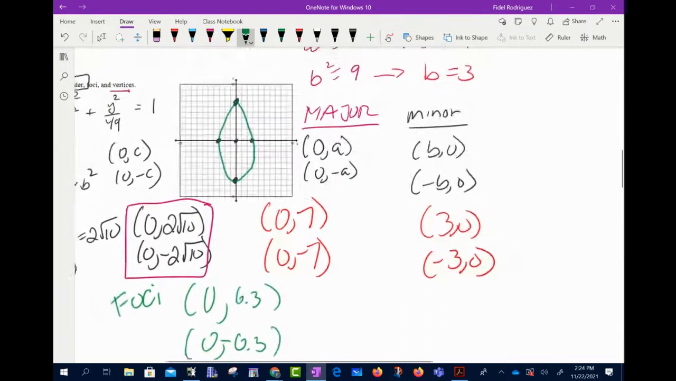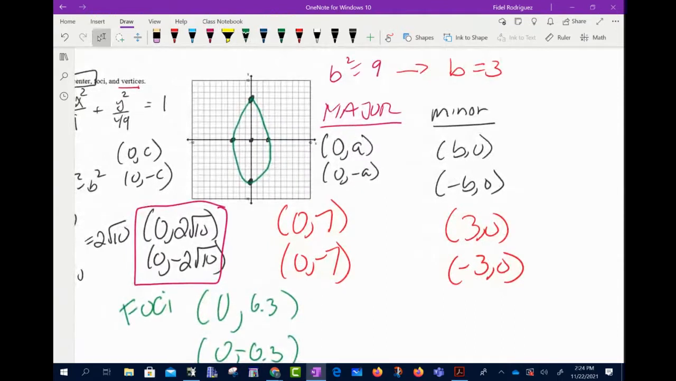Okay. So again, y'all, remember when we had these points here, let me get my pen going again. It's freezing up on me. Okay. This was a point 0, 7. This was 0, negative 7. This was 3, 0. That was negative 3, 0. So 0 and 6.3 would have been right up there and right down there. And those are the foci.